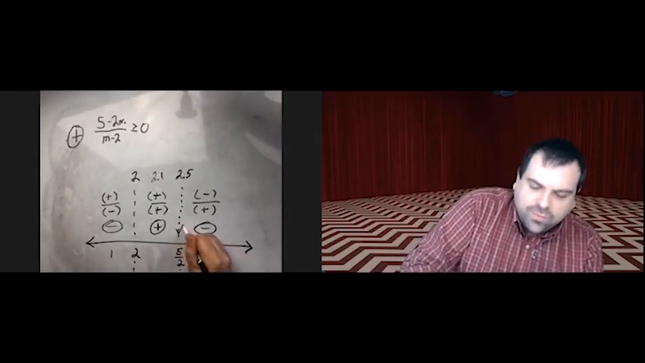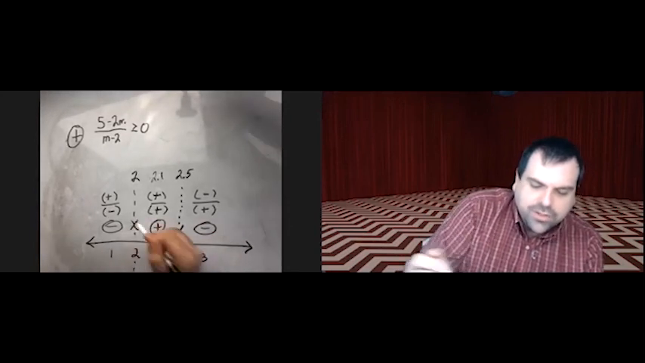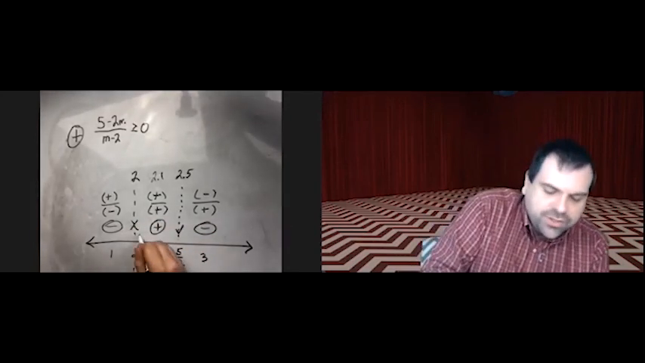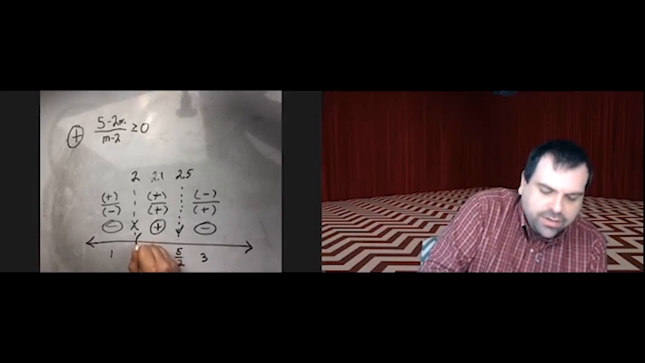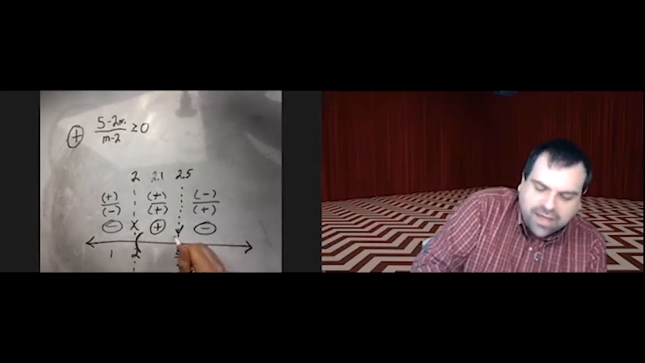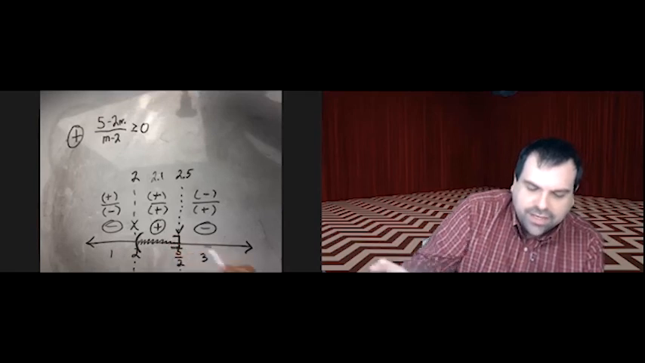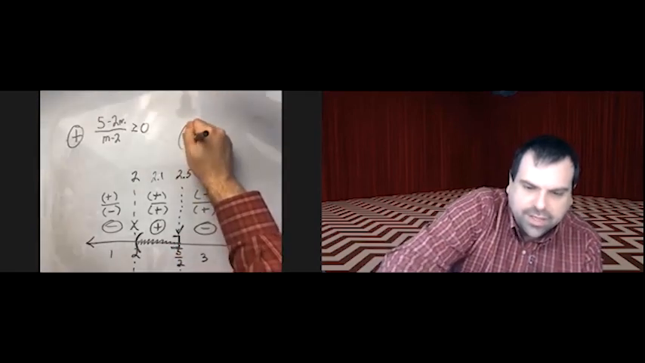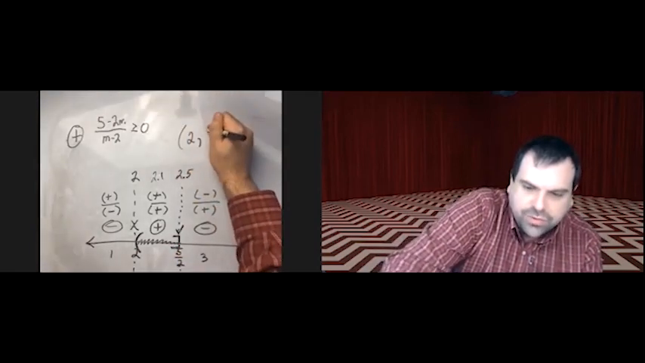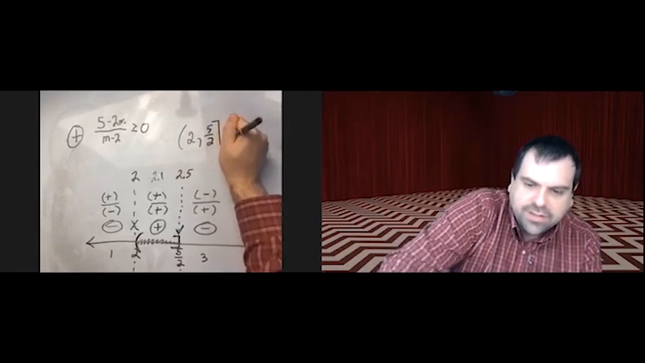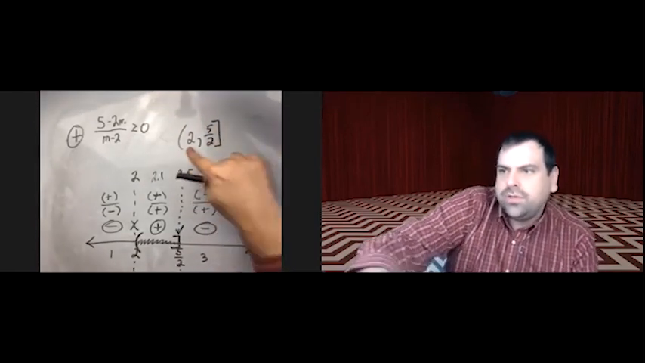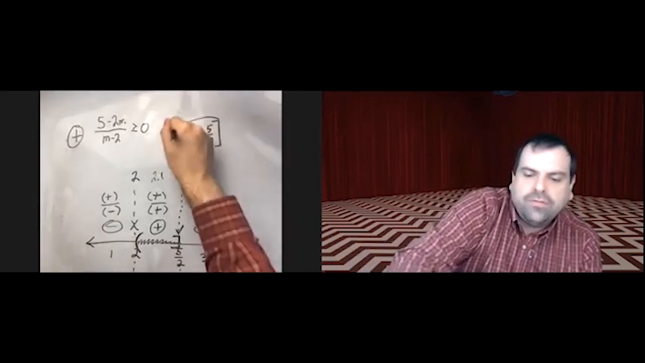The 5/2 will work for us. The 2 will never work for us. So the 2 can never be included. But the 5/2 is included. So that's how we have to shade it. So our answer in interval notation is 2 to 5/2, parenthesis on 2, bracket on 5/2.